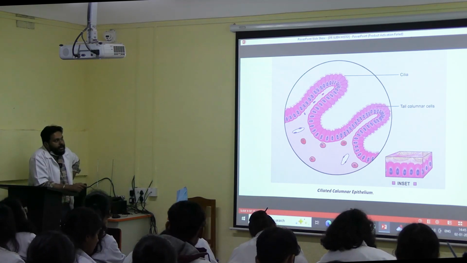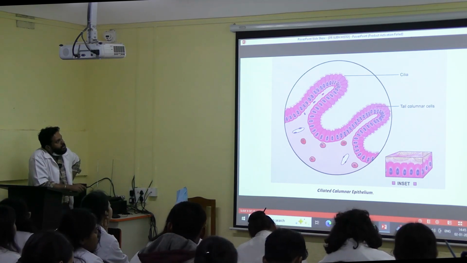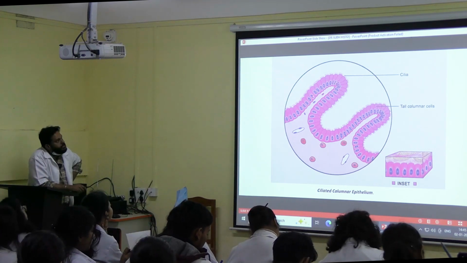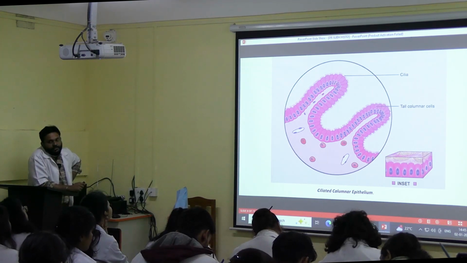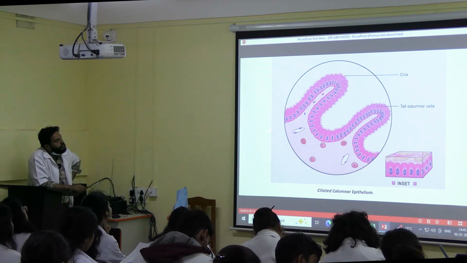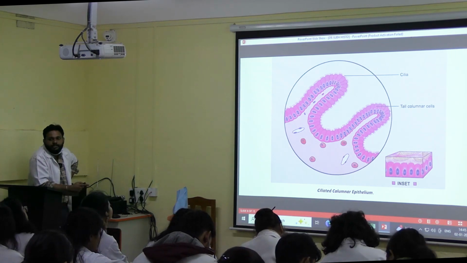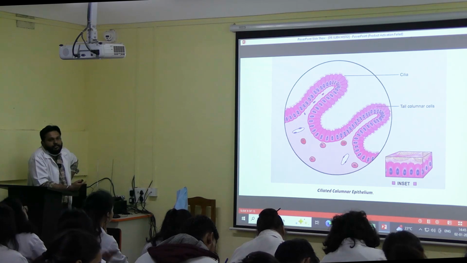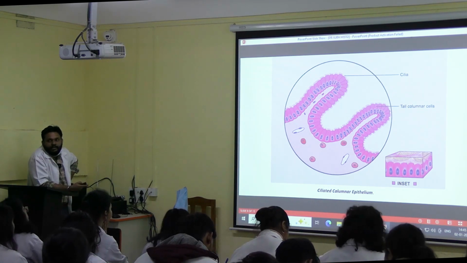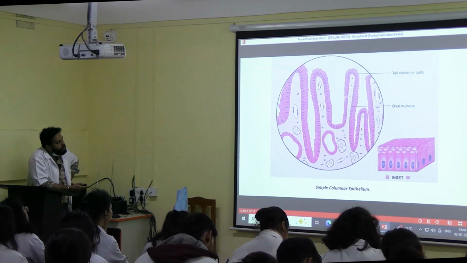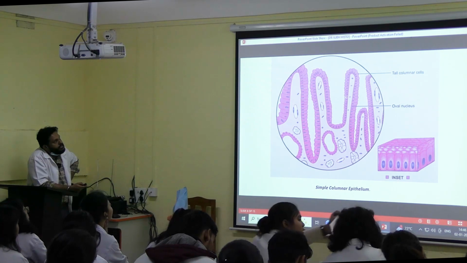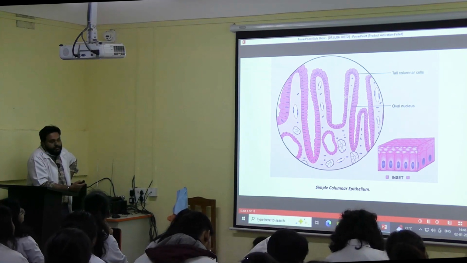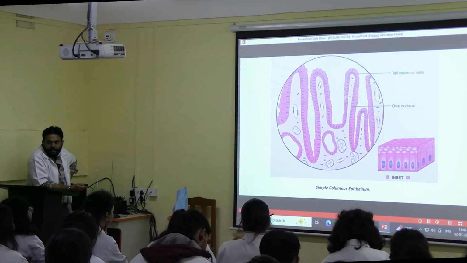Ciliated columnar epithelium. The cell is column shaped, right? The nucleus is elongated and in the base. So this is columnar epithelium and it contains cilia as well. So obviously it will be ciliated columnar epithelium. This one has no cilia but is column shaped, so simple columnar epithelium.